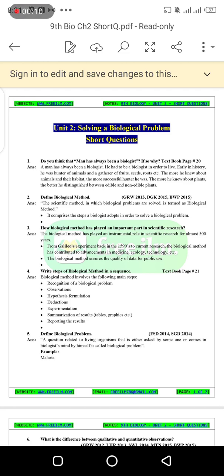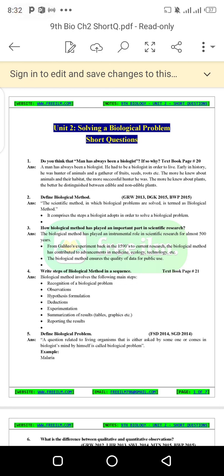आज हम लोग सीखेंगे बायो के चैप्टर नंबर 2 के शॉर्ट क्वेश्चन आंसर्स। फर्स्ट क्वेश्चन है, डू यू थिंक दैट मैन हैज ऑलवेज बीन अ बायोलॉजिस्ट? इफ सो, व्हाई? Man has always been a biologist. He had to be a biologist in order to live.